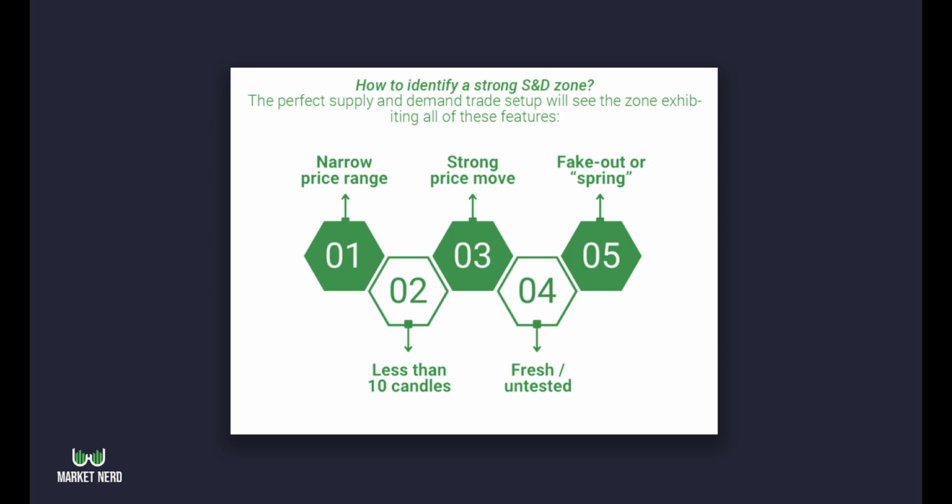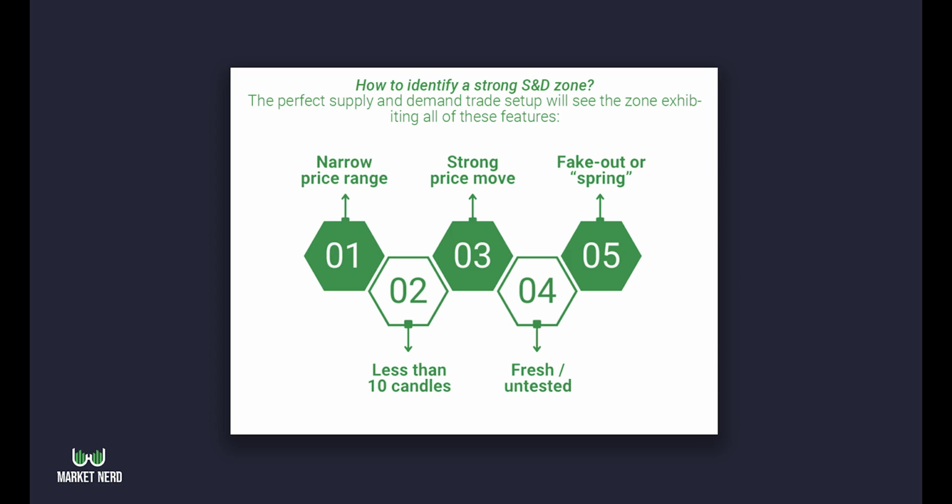Number two, less than 10 candles. The demand or supply zone should ideally be around 10 candles or fewer. Accumulation and distribution can take a while. If they take too long, the zone may get exhausted before the retest later. Number 3, strong price move. We want to see if the breakout candle is an extended range candle, or ERC. This shows a strong price move that has significance.